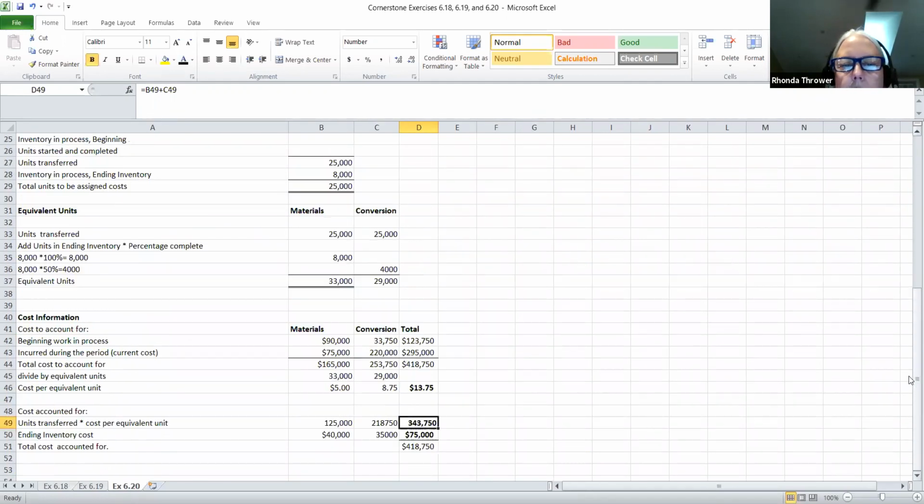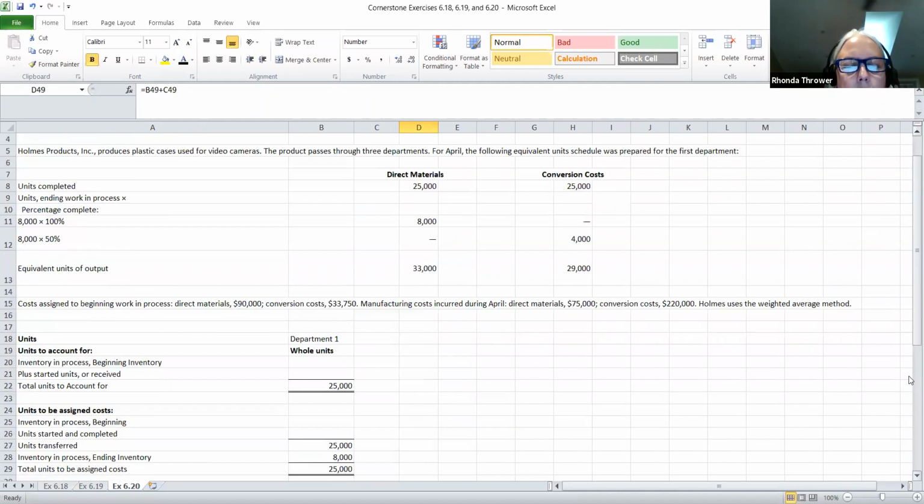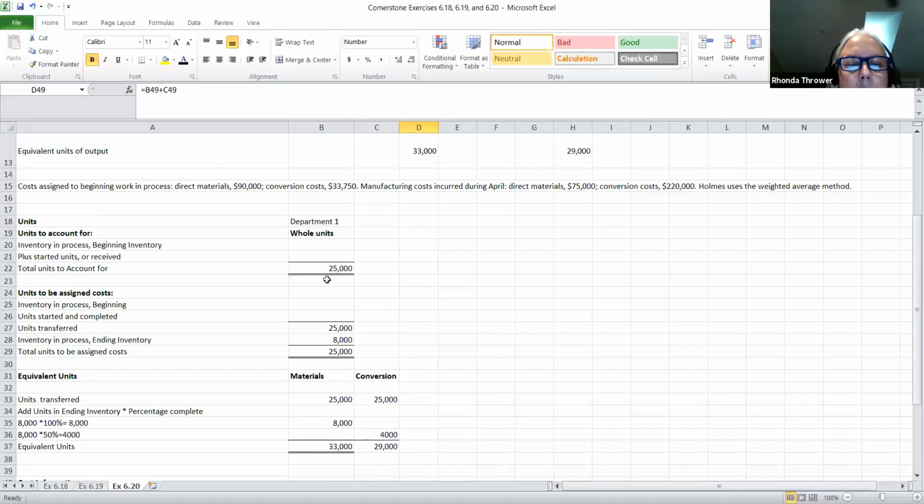And the next exercise actually has us doing some cost. What we've been doing today is mainly finding equivalent units. And this one, we're going to have to find both equivalent units and assign cost to the information. Or actually, they gave you the equivalent units. You didn't have to do that, but I went ahead and showed you how to do that again. This is exactly what we did in the last two exercises.